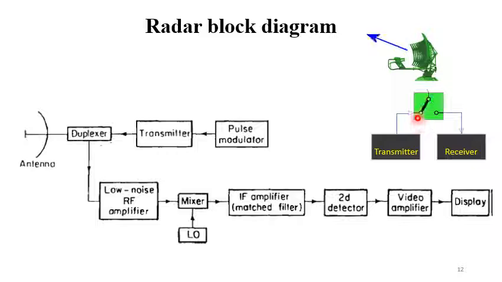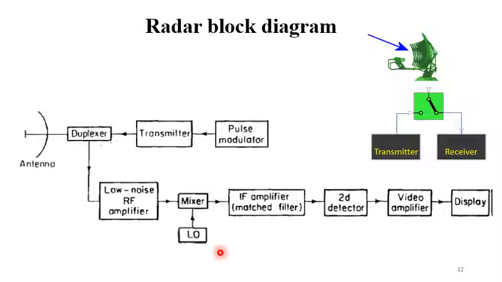It must switch at a very fast rate. At the same time, there should not be any leakage between transmitter and receiver, so we have to take care of that. When the transmitter wants to transmit, it will connect this path, and when the receiver wants to receive, it will connect this path. This is the job performed by the duplexer.